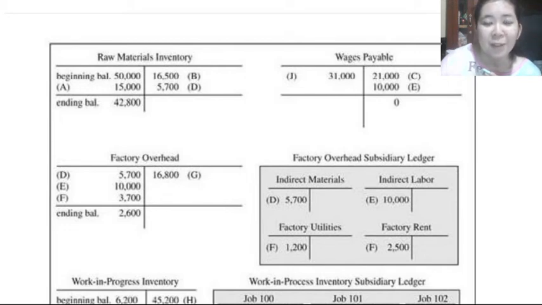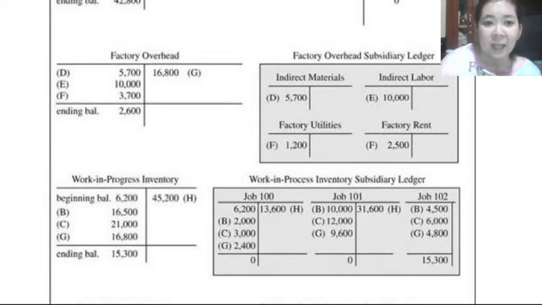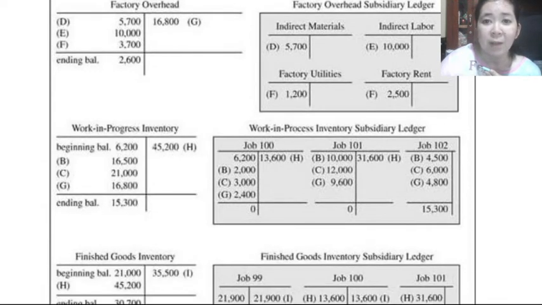Ending balance, because 16,800 of that is transferred to work in process. Okay, letter G right here. After the raw materials, direct labor, and factory overhead were transferred to work in process inventory, we can see that in this T account for work in process inventory, it was recorded on the debit side.